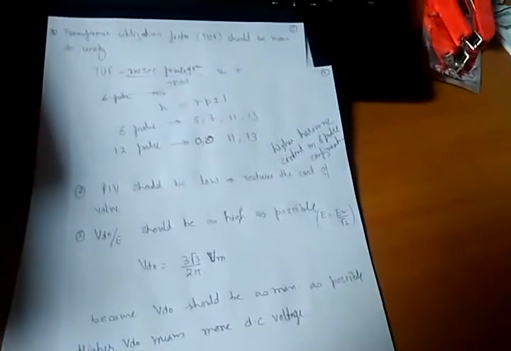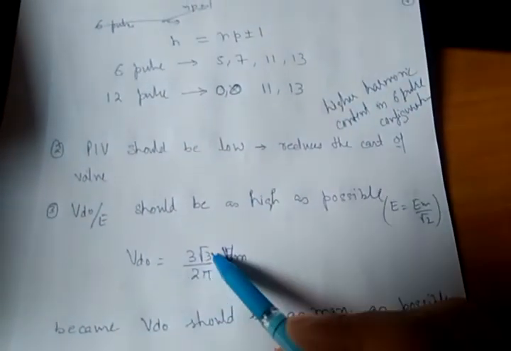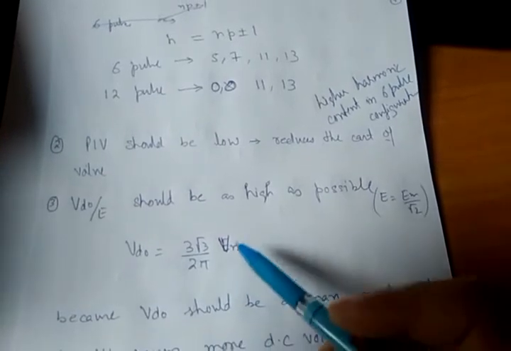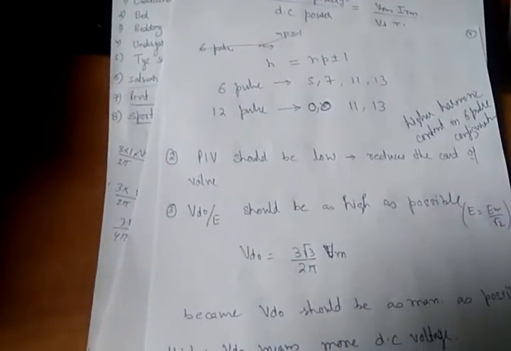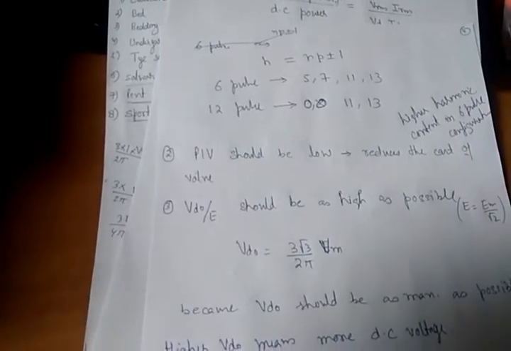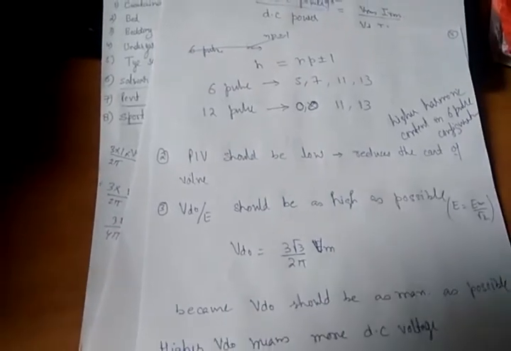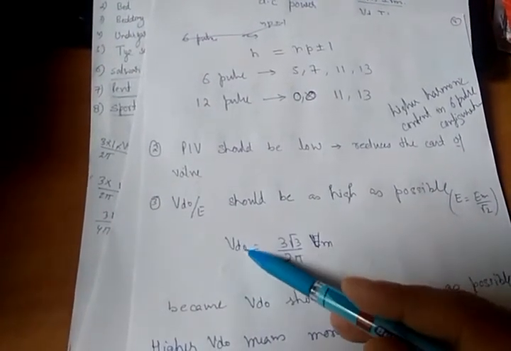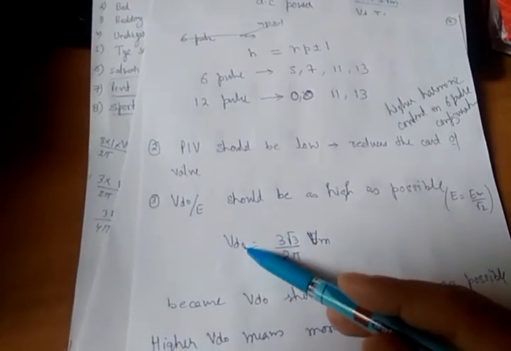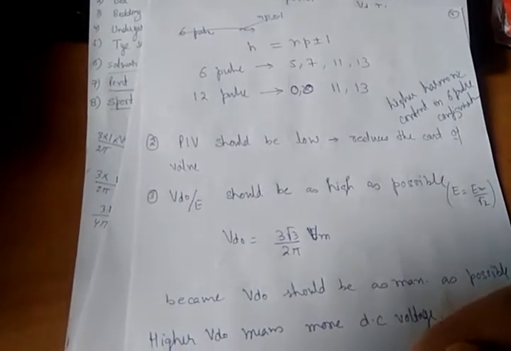E is nothing but the RMS voltage at the secondary of the transformer. So we know that VD0 is equal to 3 root 3 upon pi into Vm. What is the aim? The output voltage should be maximum. Only then we can say that it is an efficient transformer. What is the aim of a converter? Our aim is to get maximum voltage on the output side. For a particular voltage on the input side, we want the voltage on the output side to be maximum. So if VD0 is maximum, it means more DC voltage is obtained. So VD0 should be high, and VD0 by E should be high.